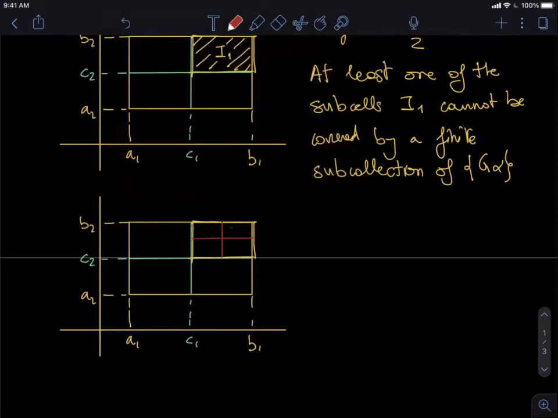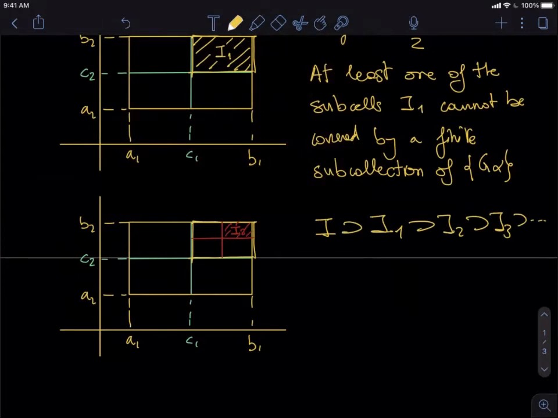Okay, and that way I will find I2 as one subcell that cannot be covered by a finite subcollection. And I can iterate this process. And I will find a sequence I1, I2, I3, and so on of nested subcells. Each is bigger than the next. They are getting smaller and smaller and smaller.